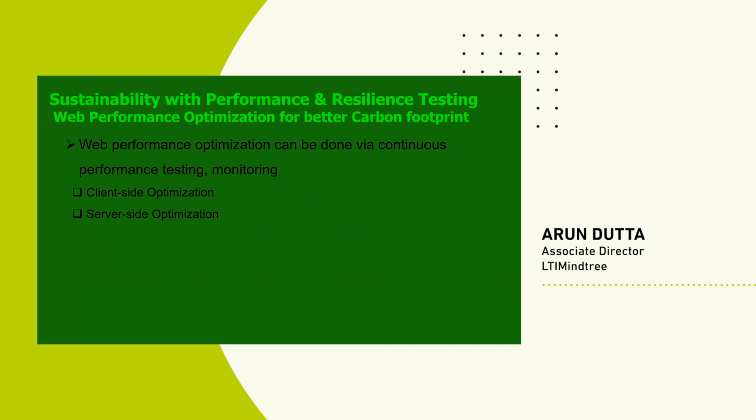And then again, you do a certain round of optimizations or tuning. And then you do another round of performance testing, which we call an iterative round of performance testing, and ensure that it actually improves. So performance optimization definitely helps in having a reduced carbon footprint, which is better for our society, which is better for the sustainable environment. And it does both ways.